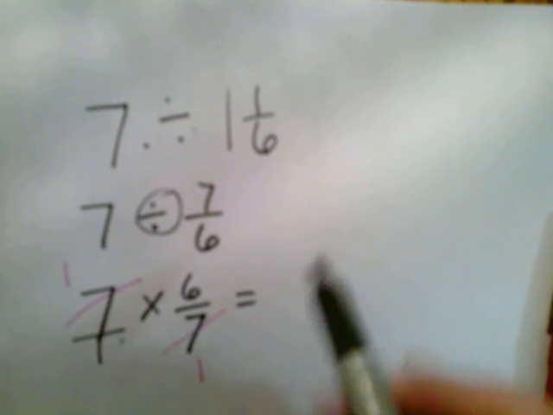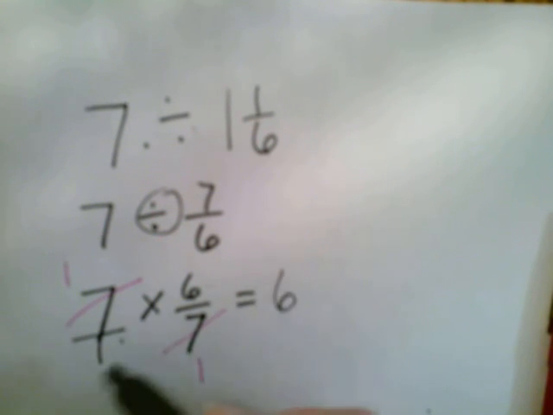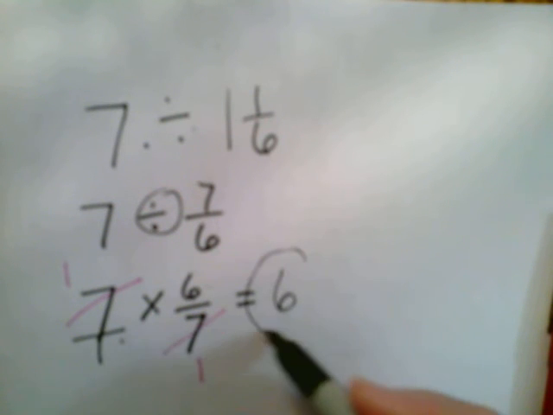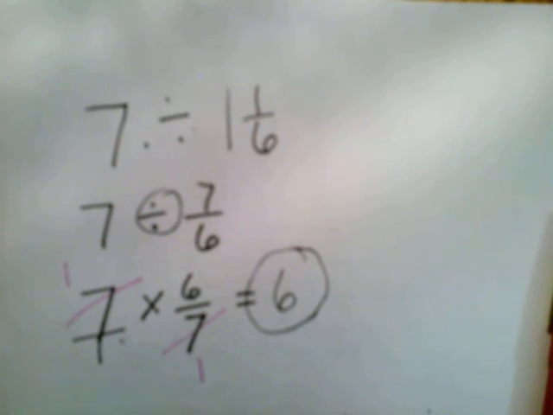Okay, and I have 1 times 6 is 6. 1 times 1 is 1. I don't need to write that down. My answer is just 6. Okay, so go ahead and try your homework.